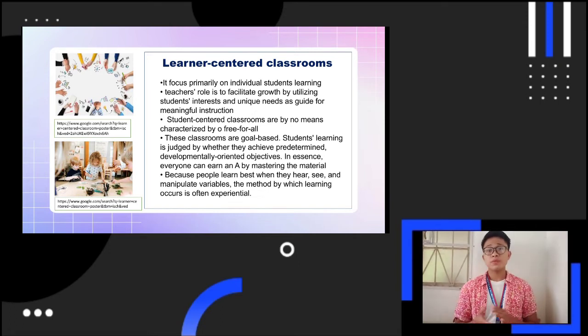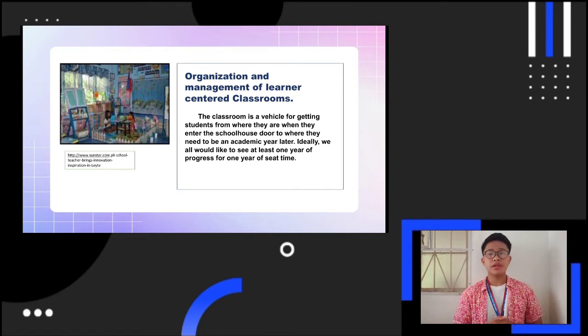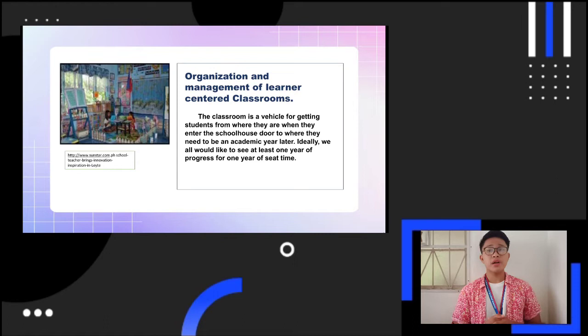And lastly, because people learn best when they hear, see, and manipulate variables, the method by which learning occurs is often experiential. The organization and management of learner-centered classrooms. The classroom is a vehicle for getting students from where they are when they enter the schoolhouse door to where they need to be an academic year later. Ideally, we all would like to see at least 1 year of progress for 1 year of seat time. In talking about classroom management and student achievement, it may help to think of the teacher as the driver of the car who needs to respond to the passengers' needs in order to ensure that they reach their destination.